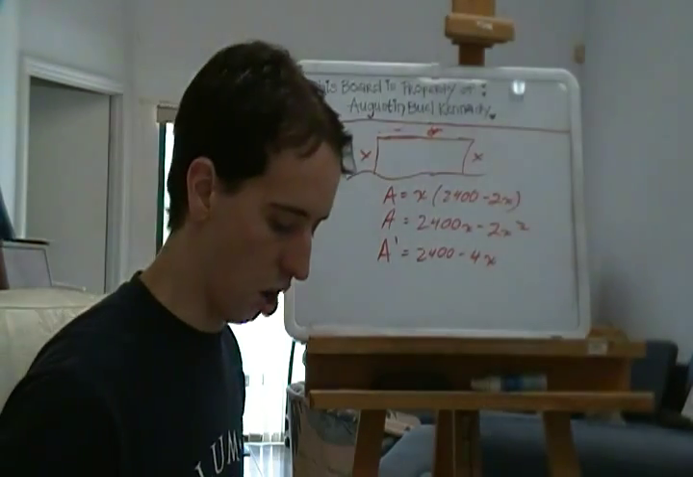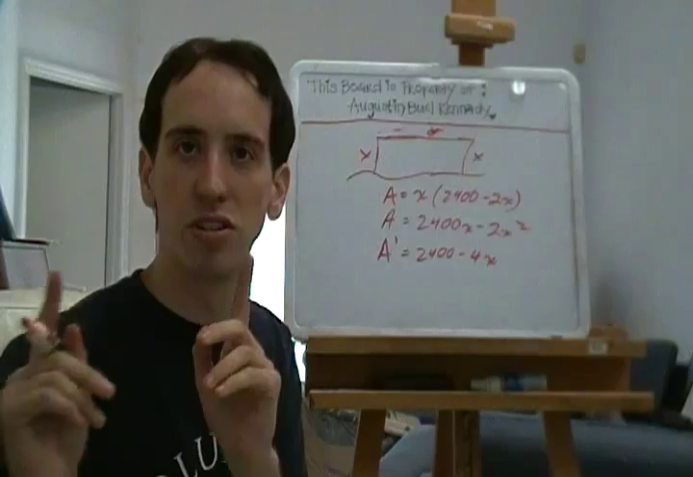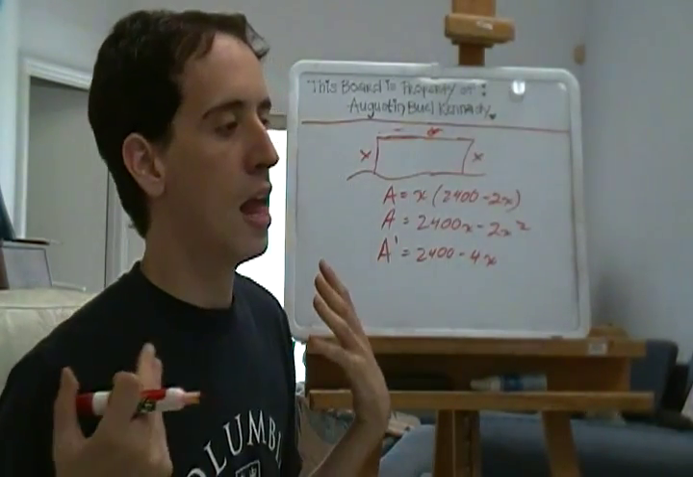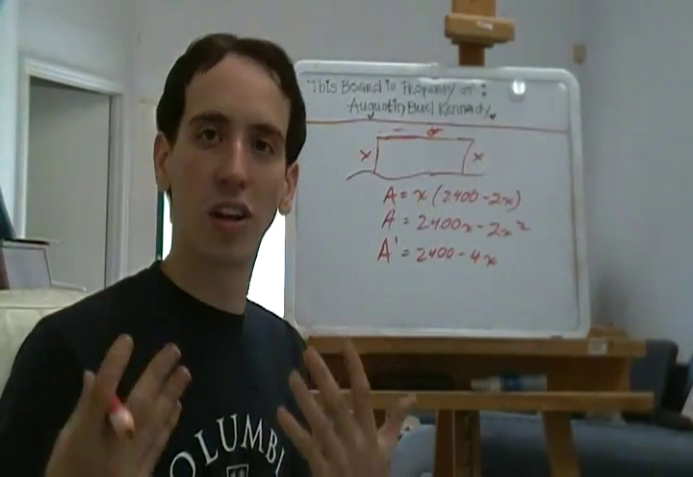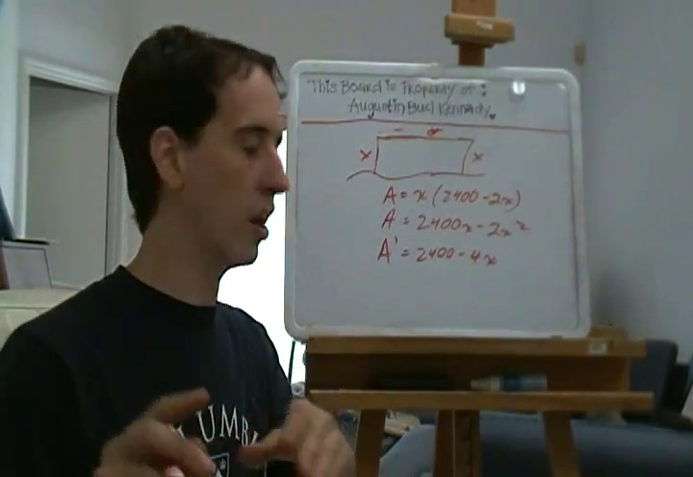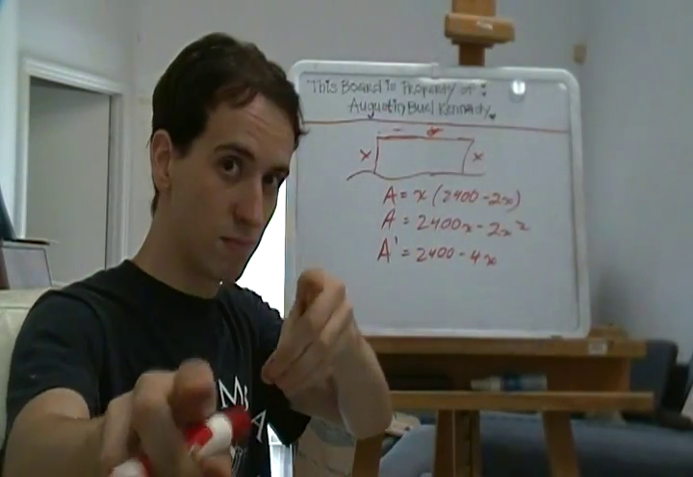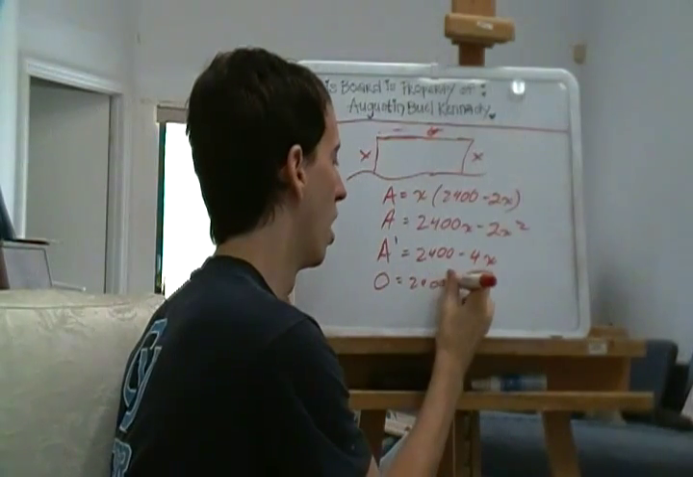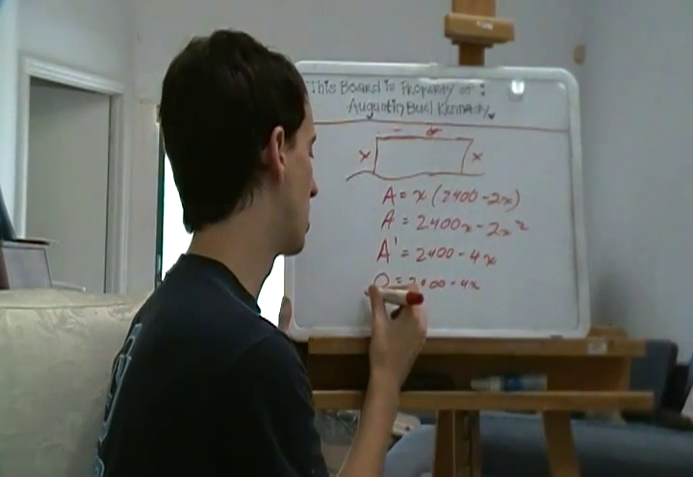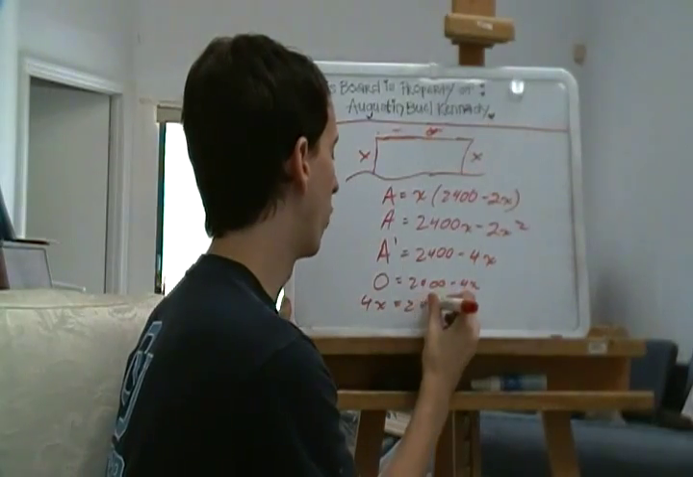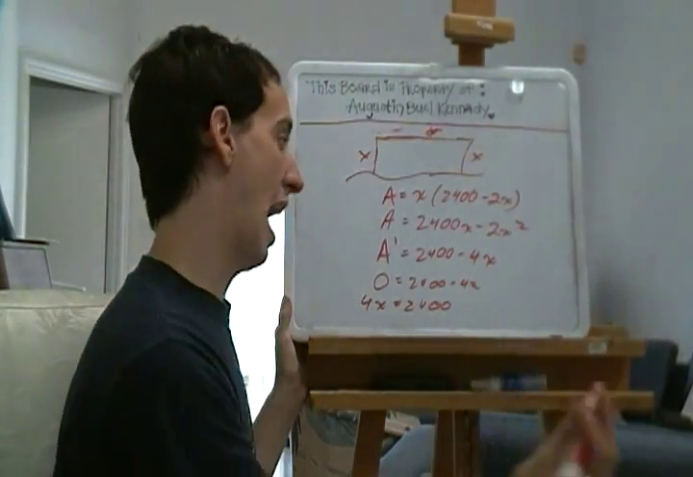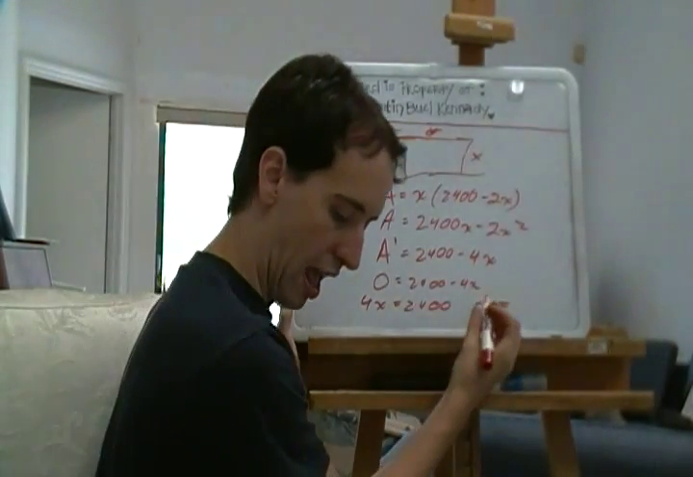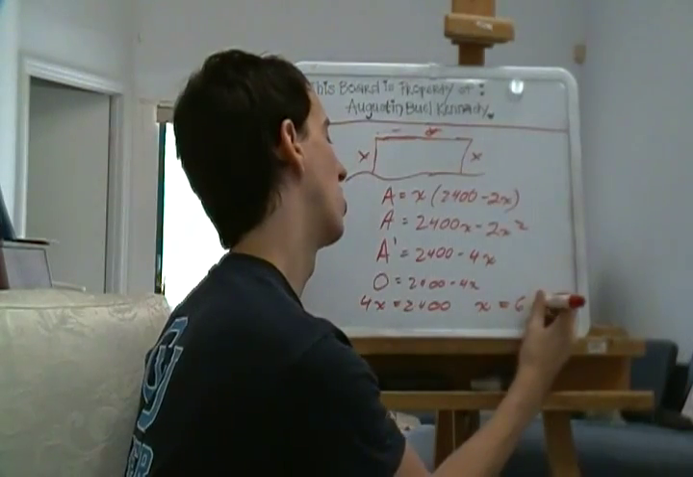Boom. There you go. Now, in order to do an optimization problem correctly, we need to find a minimum or a maximum, which means we're looking for critical points. And a critical point occurs when the derivative is, that's right, 0. So 0 equals 2400 minus 4x, which is the same as 4x equals 2400. And that happens at only one spot, and that is x equals 600.